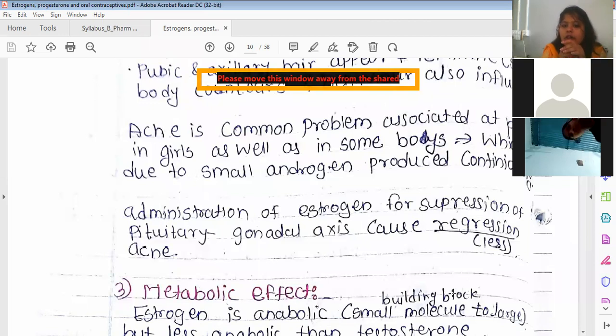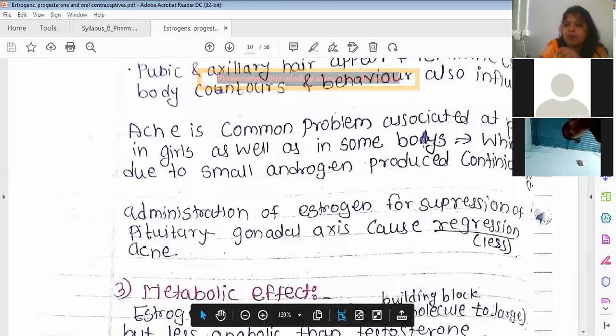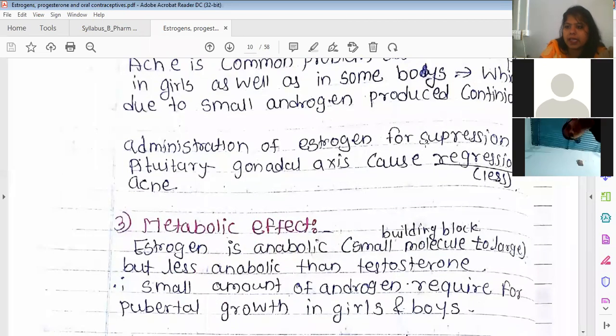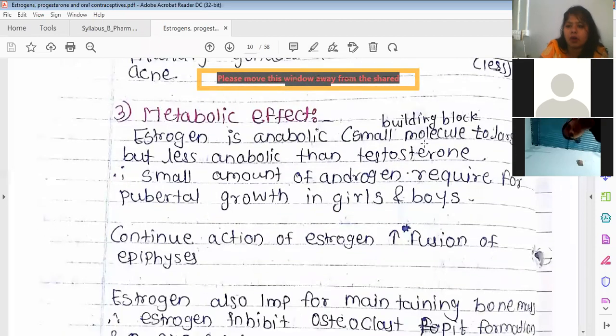Acne is a common problem associated with puberty, in some girls as well as in some boys. Why? Because small amounts of androgen produce a continuous release of estrogen. Means at the age of puberty we face the problem of acne, means pimples, and that is also due to the release of estrogen inside the body. Clear? Then what are the metabolic effects inside the body? Estrogen is anabolic. Anabolic means building the small molecules into larger ones.